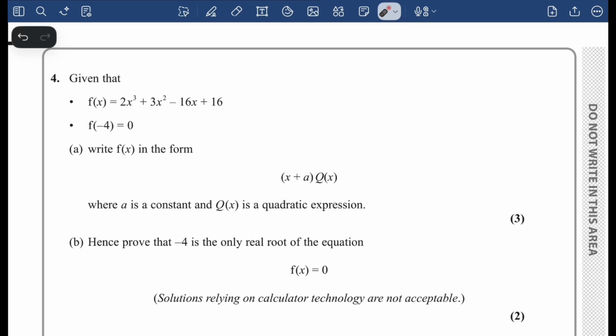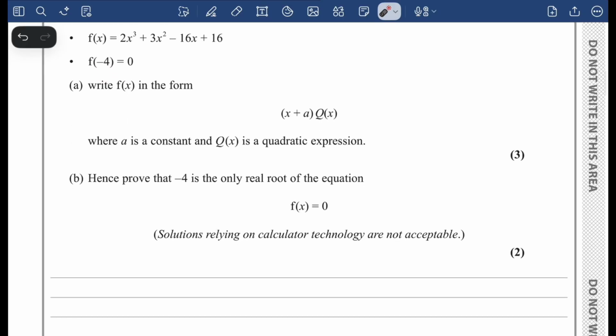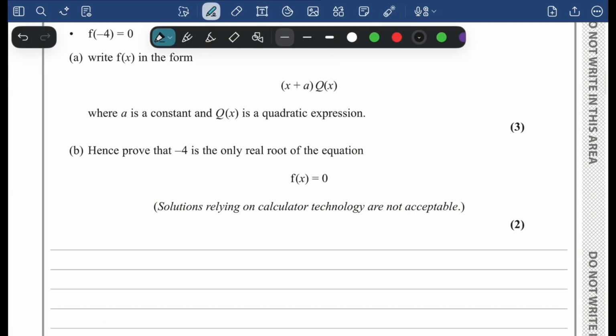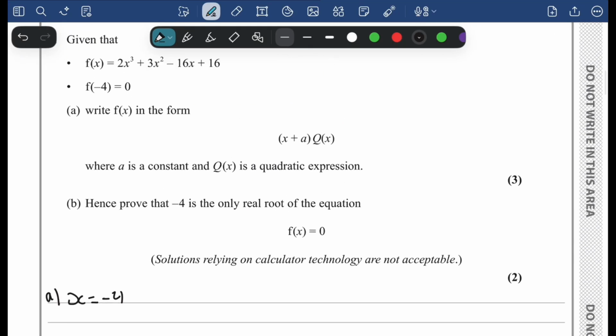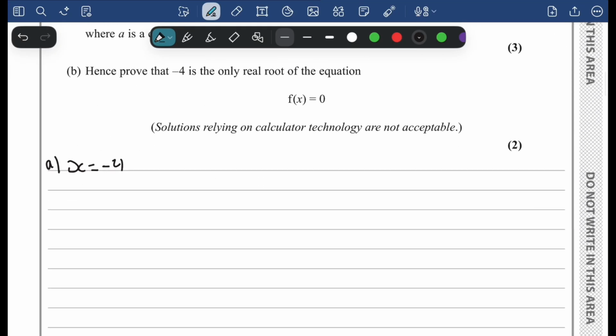Okay, so every time you see a question where an input of x leads to 0, you know it's factor theorem, right? So we're saying if x equals 4 or minus 4 in this equation, there is no output, right? So that means that a factor would be x add 4, right?